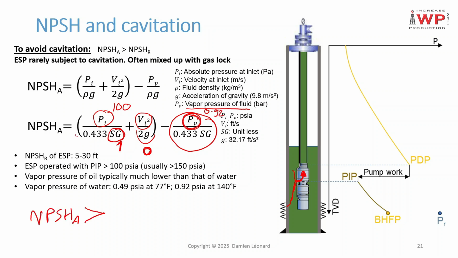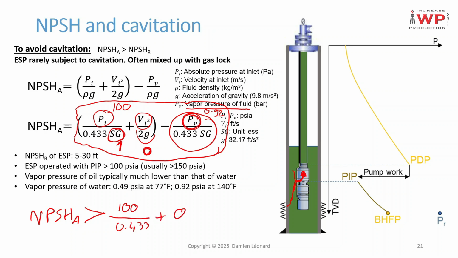So now if I calculate this term over there using the different values that I've written around there, I will find a number that is smaller than the NPSHA. So let's take a look at this. So I will have 100 psia divided by 0.433 plus 0 because I assume 0 velocity, and minus 0.92 divided by 0.433. So as you can see, then it becomes 100 minus 0.92 divided by 0.433. So this is more or less equal to 99 divided by 0.433. And so this gives me about 228 feet.